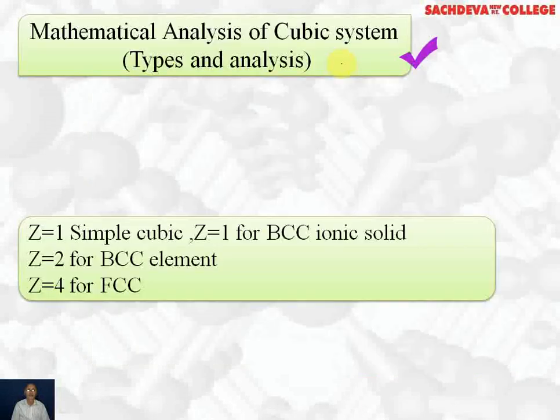Mathematical analysis of cubic system, that is types and analysis. Z is called rank of unit cell. In simple cubic, Z is 1; for body centered cubic ionic solid, Z is equal to 2, whereas for body centered cubic element Z is equal to 2 as well. Z is equal to 4 for face centered cubic element as well as ionic solid. Now Z is defined as number of atoms per unit cell in the crystal system.